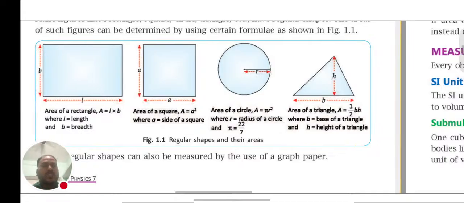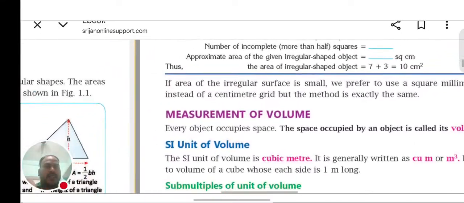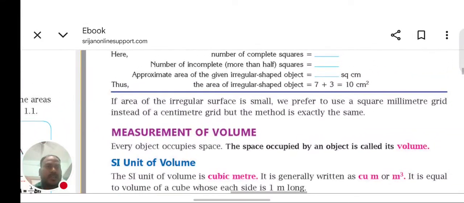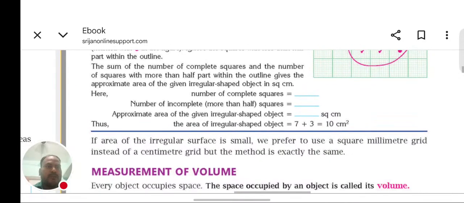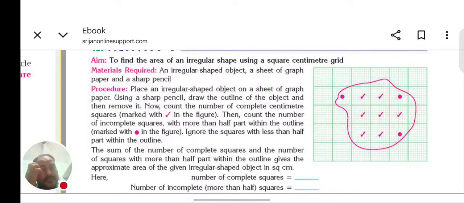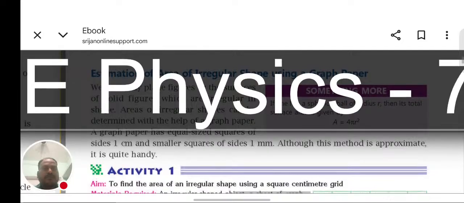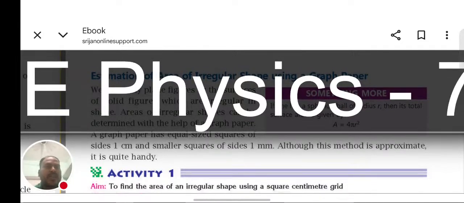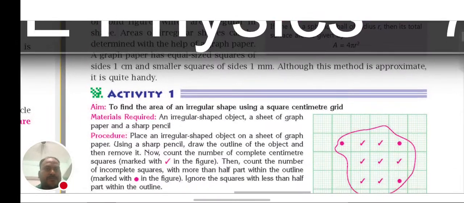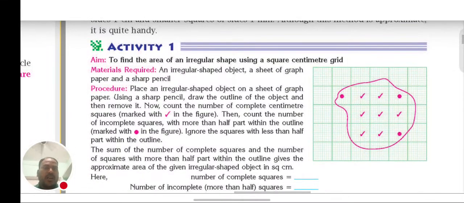Yes or not? So these are the formulas which we can use, and we will be able to find the surface area of the given shape. Now the next topic which we have is estimating the area of an irregular shape using a graph.